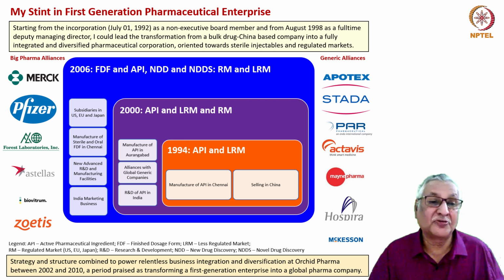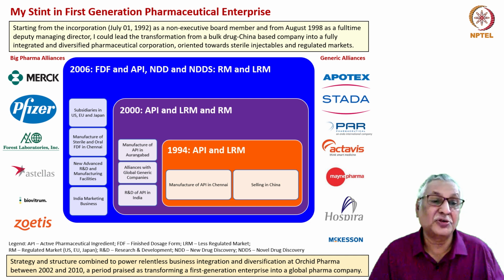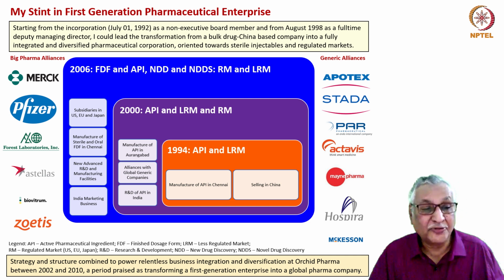In 2006, finished dosage forms and API, new drug discovery and novel drug delivery systems, both for RM and LRM. Subsidiaries in US, EU and Japan came up. Manufacture of sterile and oral finished dosage forms in Chennai came up. New advanced R&D and manufacturing facilities came up, and India marketing business came up.